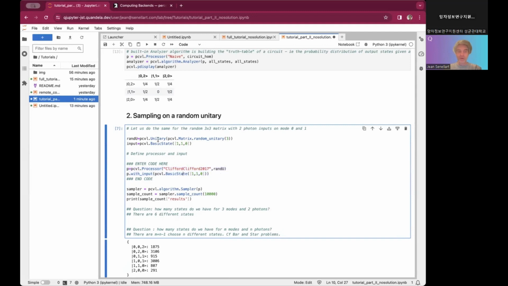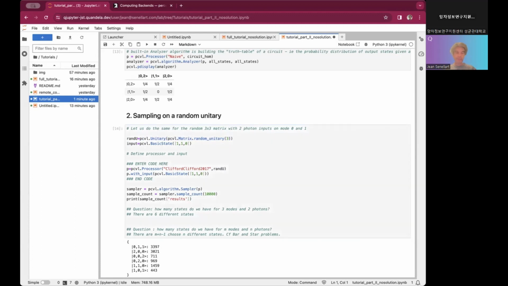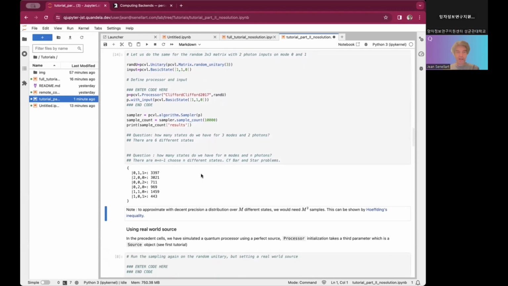But whatever. What we'll be doing is very simple here. We take a random unitary, and we send 2 photons. I'm not even trying to calculate the circuit of this unitary. It is a circuit, but I don't want to physically see it. I don't care. I will just send 2 photons on the 2 first modes, and 0 photons on the last mode, and I will be sampling with that. And here is what I get at the output.